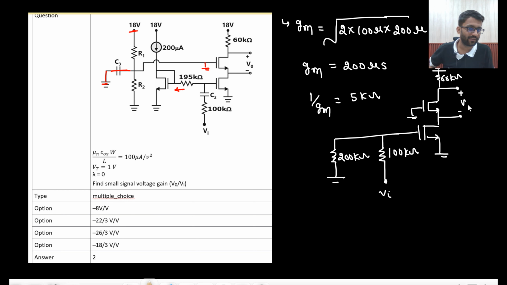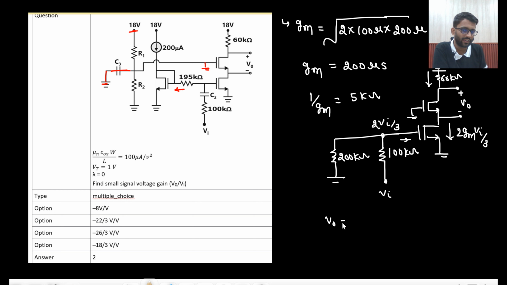But have a look at the V0. What will be the potential here? V in by 3, right? The potential here will be V in by 3 because V in will drive 0 ampere current. Sorry, 2 V in by 3, because across 200 kilo ohm, 200 by 300 into V in. So 2 V in by 3. What will be the current here? 2 gm V in by 3. And since ro is infinity, that same current will be flowing here. So can I write my V0 equals 2 gm V in by 3 into 60 kilo ohm?